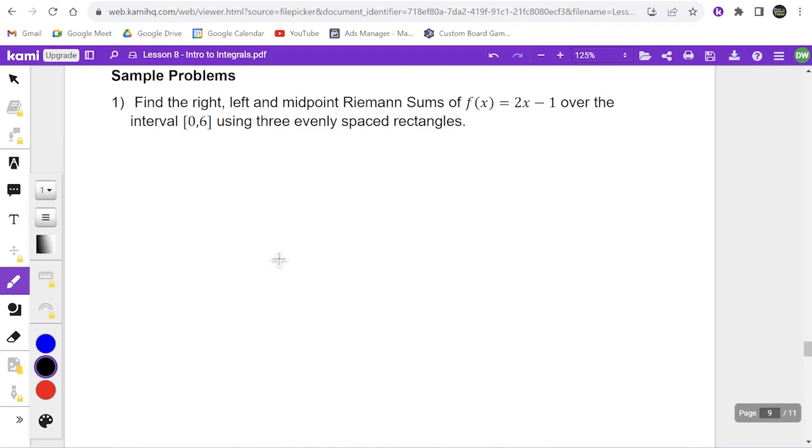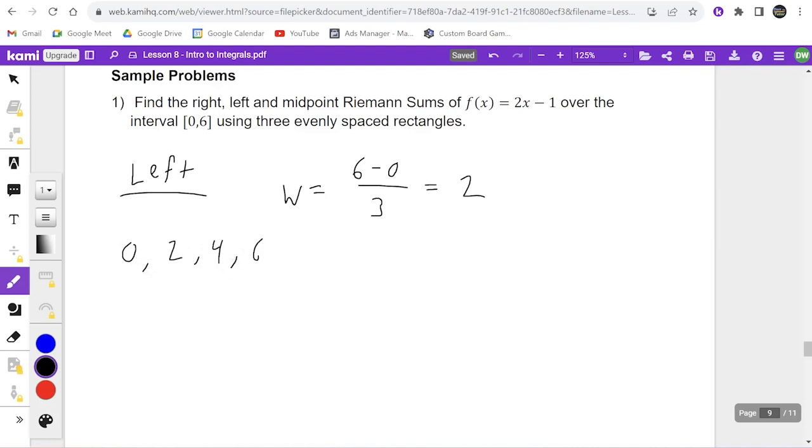And time. So let's see how we'd find the left Riemann sum. First, I'm hoping you found the width. The width is just 6 minus 0 over, we want 3 rectangles, so 3. 6 over 3 is 2. The width is 2. So that means when I count my numbers, I start at 0 and I count by 2. So it's 0, 2, 4, 6.